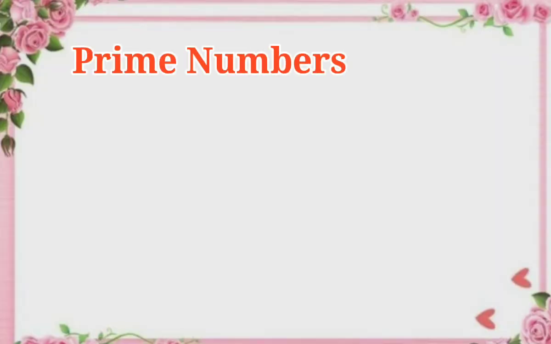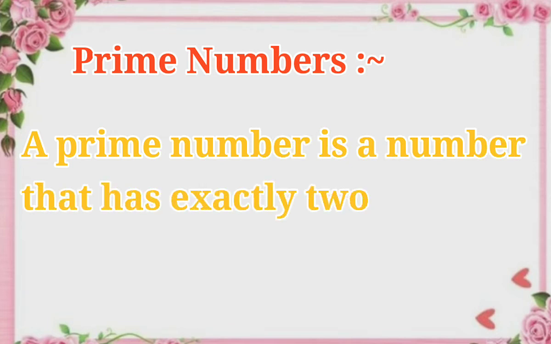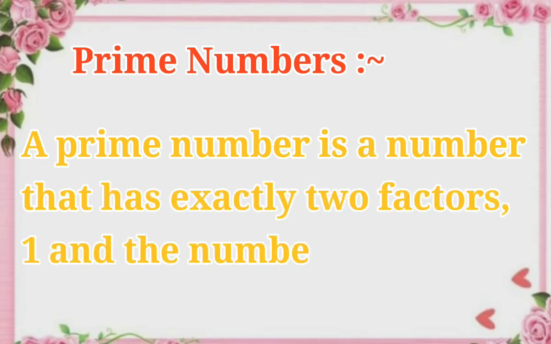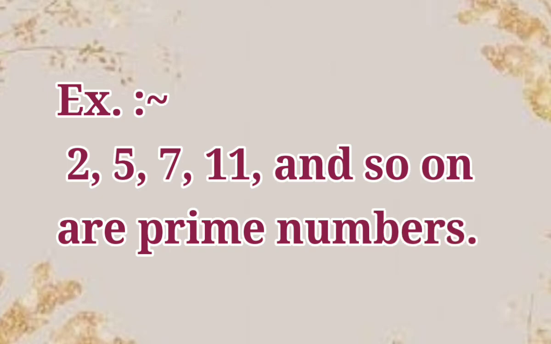Now we know about prime numbers. A prime number is a number that has exactly two factors, 1 and the number itself. For example, 2, 5, 7, 11 and so on are prime numbers.